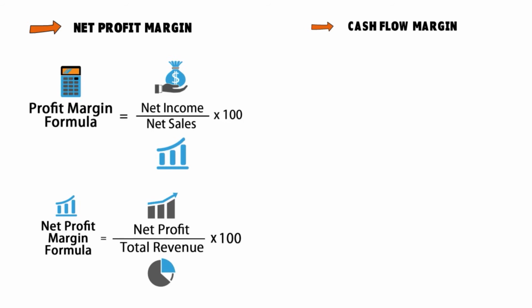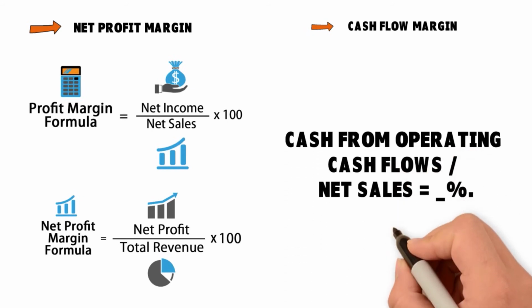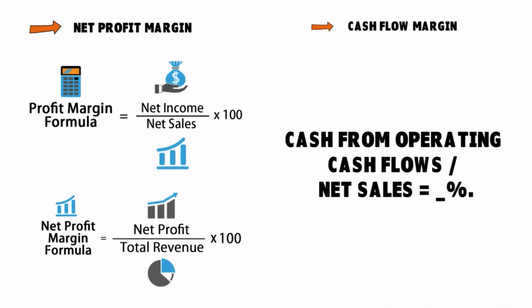The cash flow margin ratio measures the ability of a firm to translate sales into cash. So the calculation is cash from operating cash flows divided by net sales, and the result is expressed in percentage. The numerator of the equation, in other words, the cash from operating cash flows, comes from the firm's statement of cash flows. The denominator, in this case net sales, comes from the income statement.